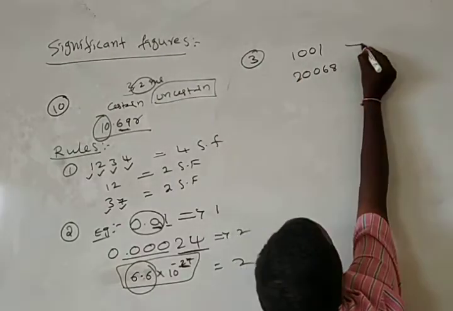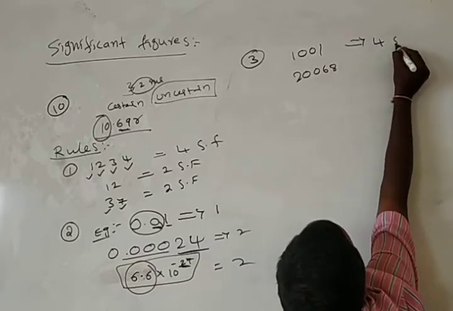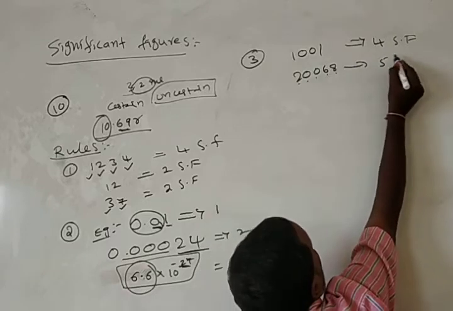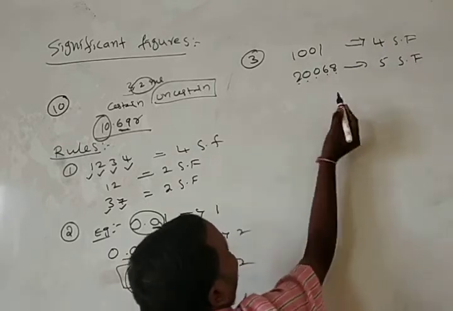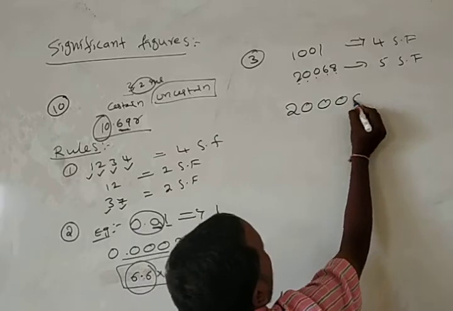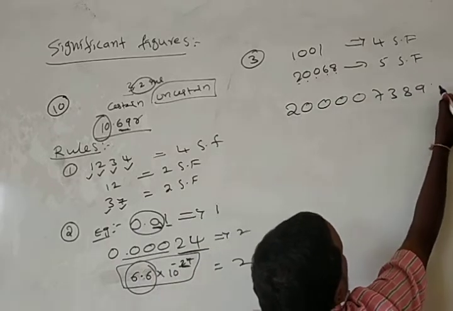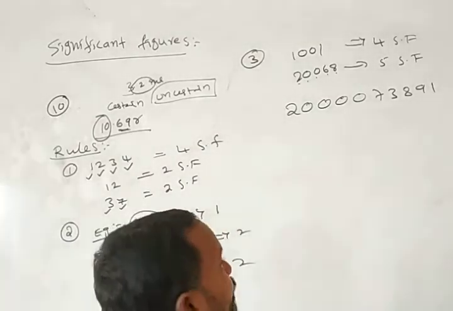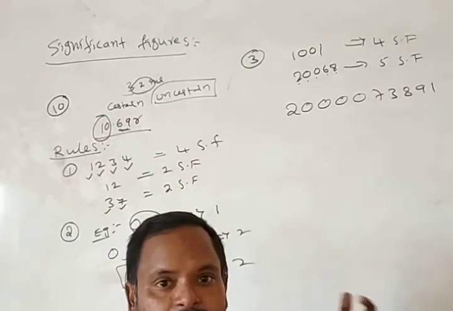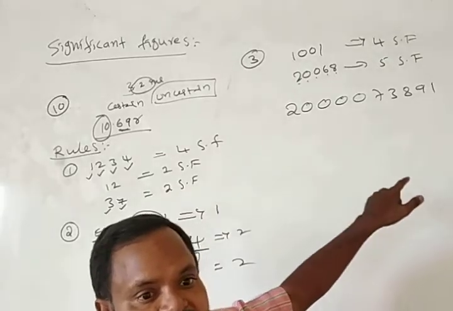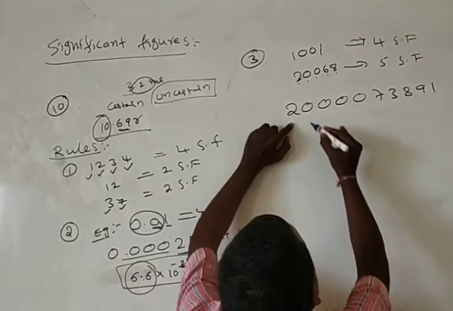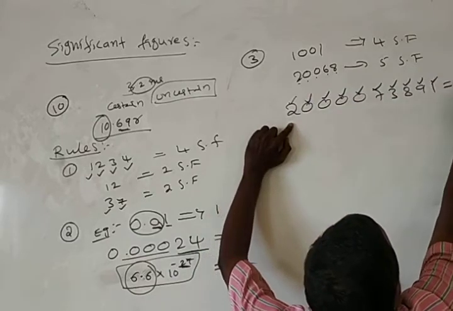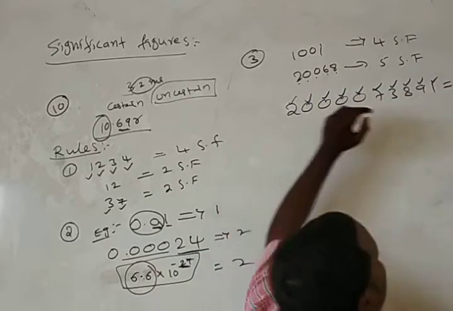This contains how many significant figures? 4 significant figures. This contains 1, 2, 3, 4, 5 significant figures. Here write any number, 2 0 0 0 0 7 3 8 9. Are these zeros significant or not significant? Significant. How many significant figures are there? 1, 2, 3, 4, 5, 6, 7, 8, 9, 10. 10 significant figures are present here.